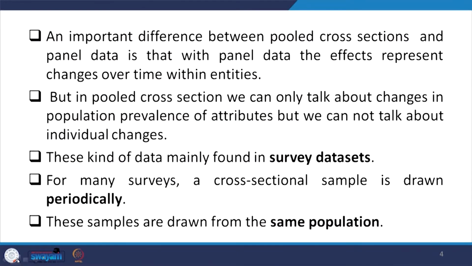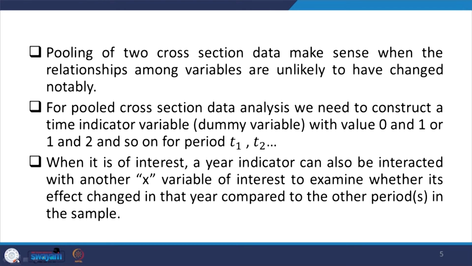An important difference between pooled cross section and panel data is that with panel data the effects represent changes over time within entities, but in pooled data we can only talk about changes in population prevalence of attributes, not individual changes over time. These kinds of data are mainly found in survey data sets, and for many surveys a cross sectional sample is drawn periodically from the same population. Pooling of two cross sections makes sense when the relationships among variables are unlikely to have changed notably. So, if no such major changes are expected, then pooling is generally preferred.